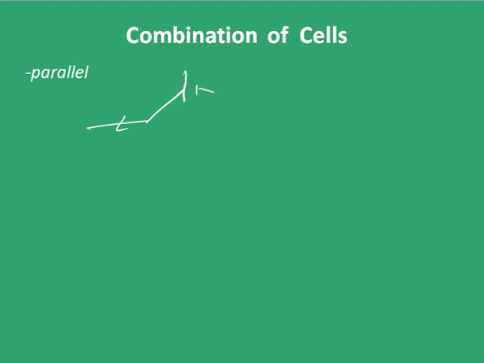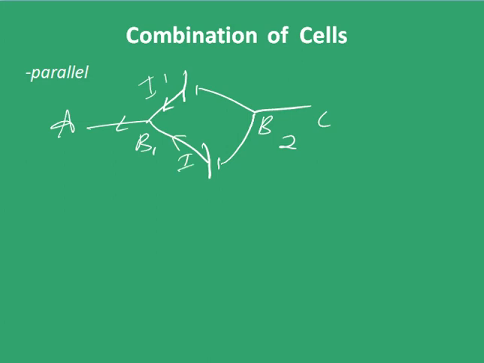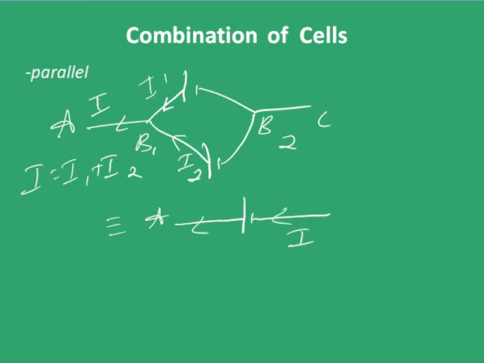I have two cells connected in parallel. Say these are my two points A and C, and these are my two points B1 and B2. If the current through this wire is I1 and the current through this wire is I2, the net current, say I1 plus I2, is I. So I is equal to I1 plus I2. Now I want to find an equivalent cell which replaces both these cells. So this should be my situation there. I should have E equivalent here and R equivalent here.